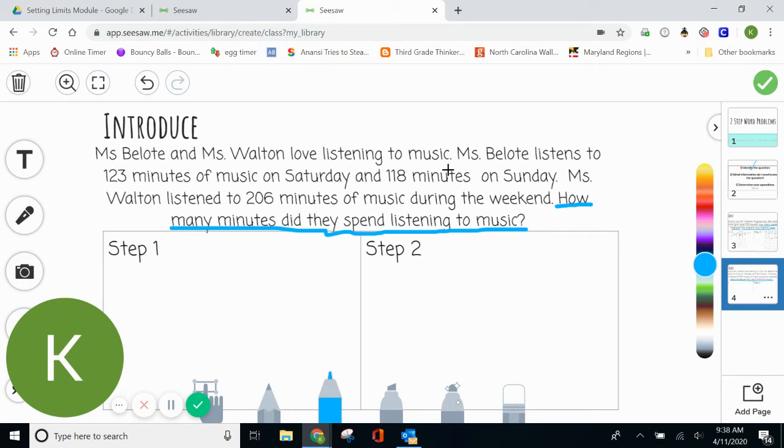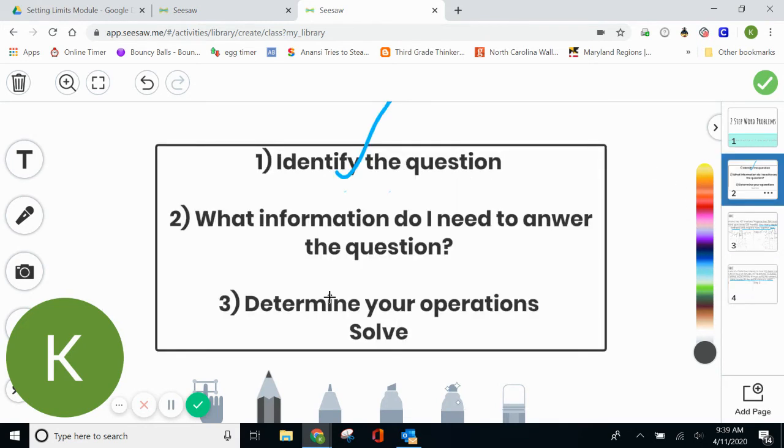Miss Belote listens to 123 minutes of music on Saturday and 118 minutes on Sunday. So I don't know how much music she listened to all together on the weekend, but I know the totals for Saturday and Sunday. Miss Walton listened to 206 minutes of music during the weekend. So in this case, I know how many minutes Miss Walton listened to. I've found all the information I need.